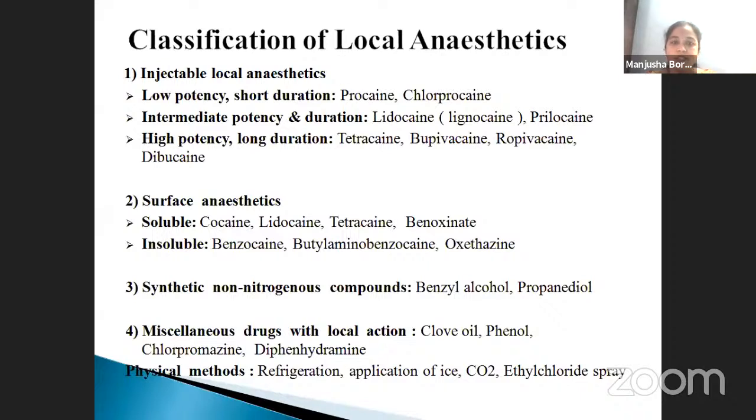Synthetic non-nitrogenous compounds are also used as local anesthetic agents, like benzyl alcohol, and miscellaneous drugs with a local anesthetic effect which are commonly used in household cases, like clove oil. Then some physical methods also produce a local anesthetic type of effect, like refrigeration, application of ice, and ethyl alcohol spray.